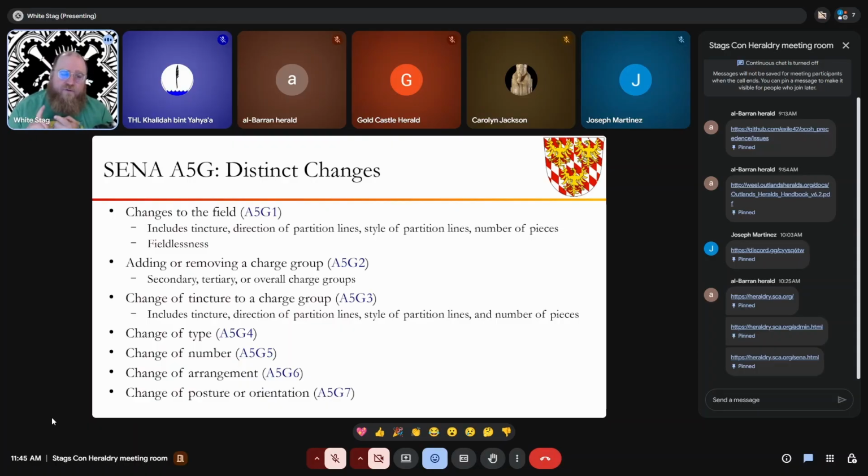You can get DCs for change of tincture, change of type, change of number, change of arrangement, or change of posture and orientation. These sections all have the rules in them. I unfortunately don't have time to go through all of them. In an expanded version of this class, I would, but this is the short version.